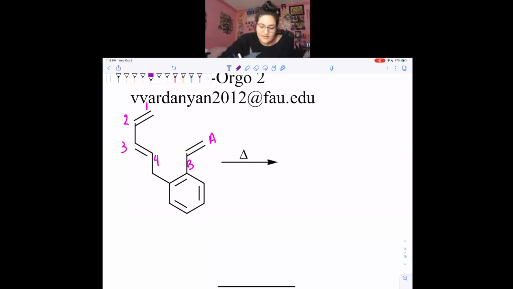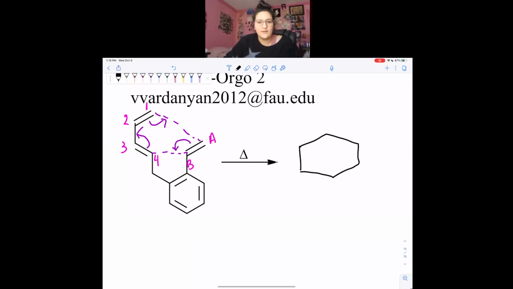What I am going to do, though, is connect 1 to A, 4 to B. We move those electrons in a circle again. And just like last time, I am going to start out with my cyclohexane base, because I know that's what I'm making. And I'm going to label carbon 1, 2, 3, 4, A, B. I know I made a new double bond right here, and I know that these are the new bonds that I just formed.